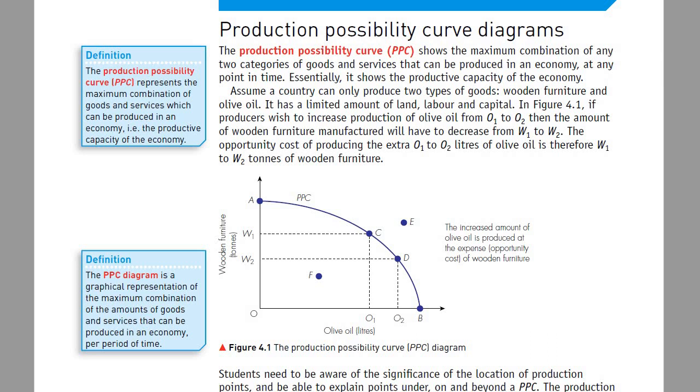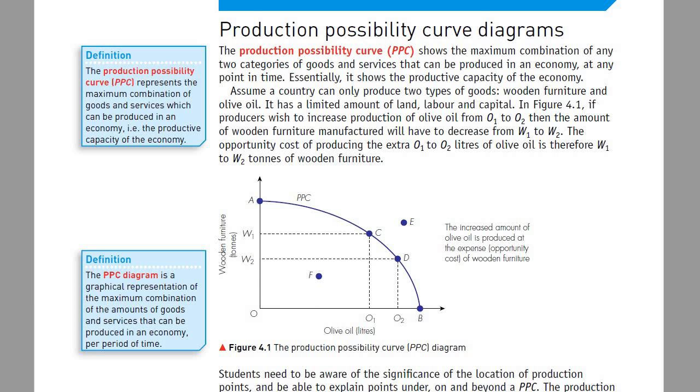Point E shows you the amount of output that is currently unattainable. Point F is the point that represents that you're underutilizing your resources through inefficiency. Therefore, you're producing an output that is less than your maximum productive capacity.